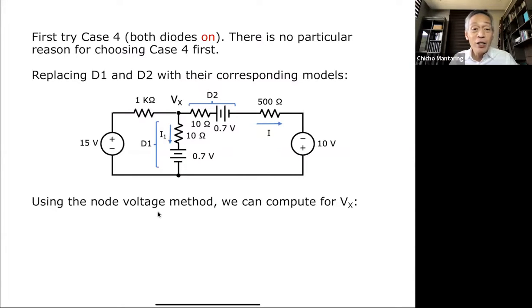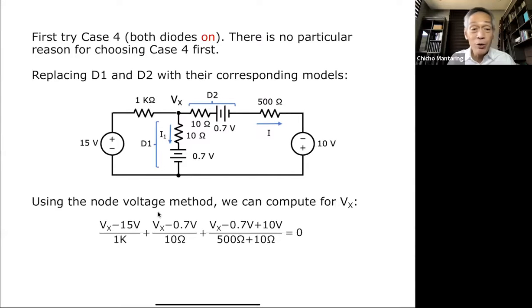When all else fails, use the node voltage method. So we can compute for Vx using the node voltage method. Actually, we only have 2 essential nodes here, so you only need 1 node voltage equation. And what is that equation going to be? You have this current plus this current plus this current equal to 0.